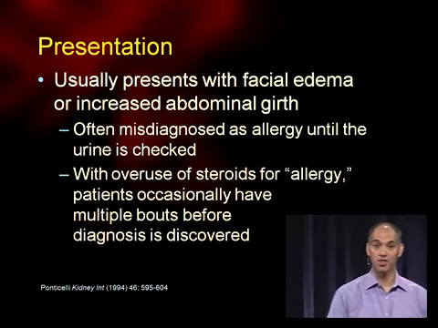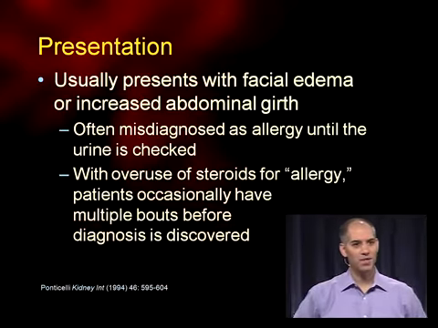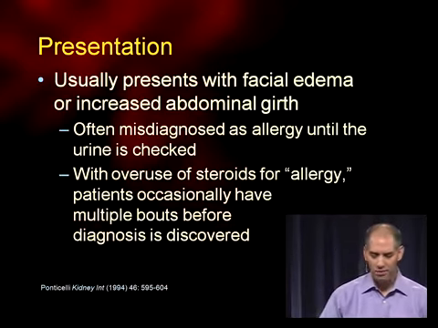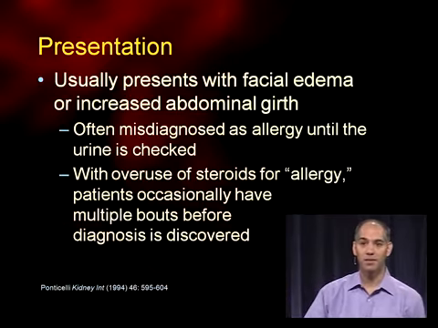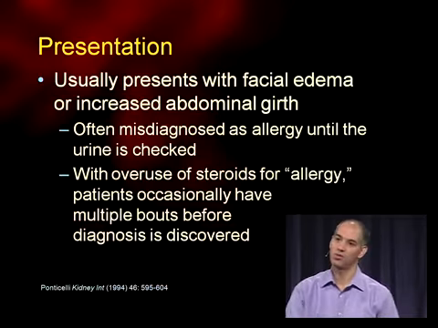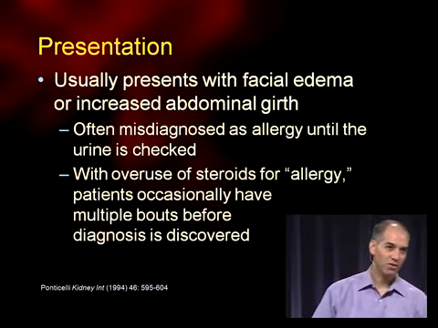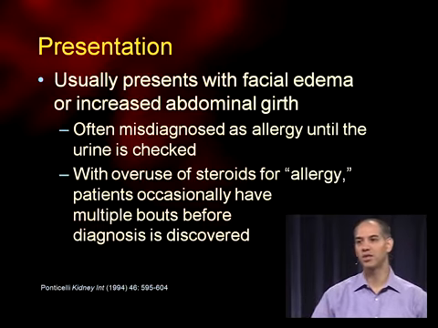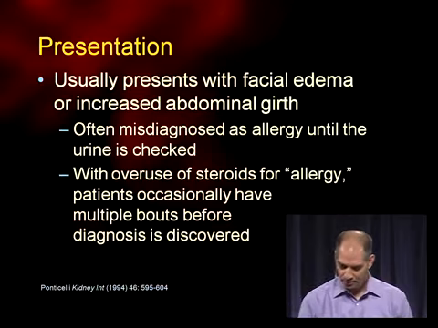It will often present with edema, though, usually facial edema, or sometimes in the belly. They get increased abdominal girth. These kids often look like they've got some allergy or something because their eyes are all puffy and swollen. And so someone says, oh, you have allergies, take some steroids. That's the treatment for nephrotic syndrome, so it gets better. So eventually someone thinks to check the urine, and we say, aha, you have nephrotic syndrome.